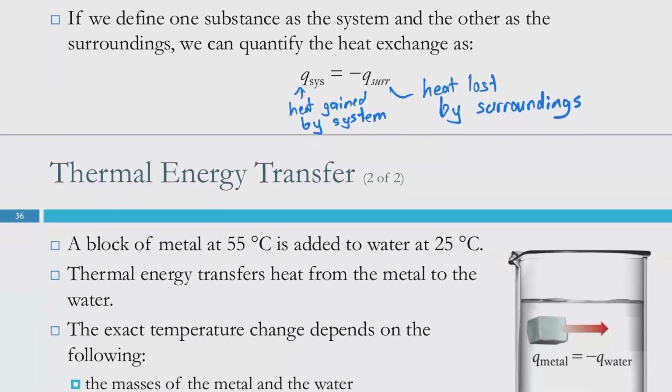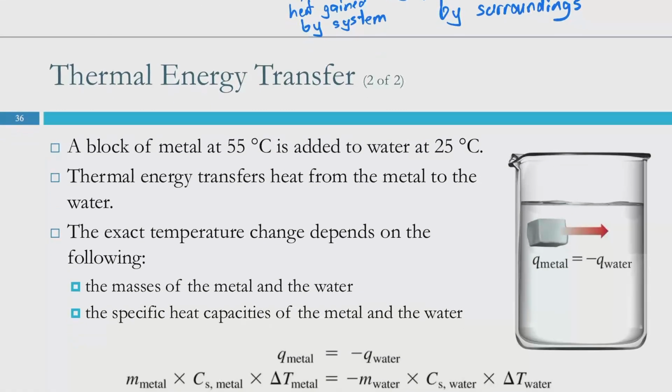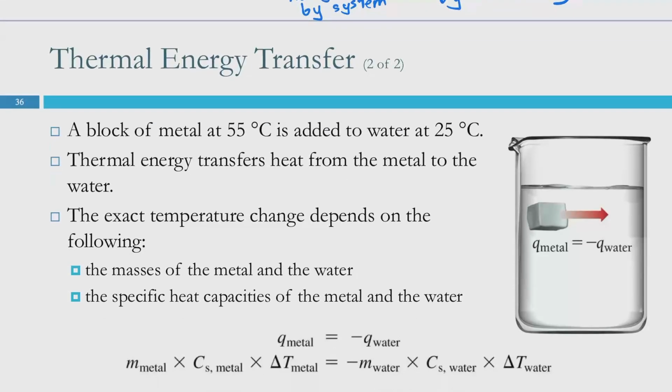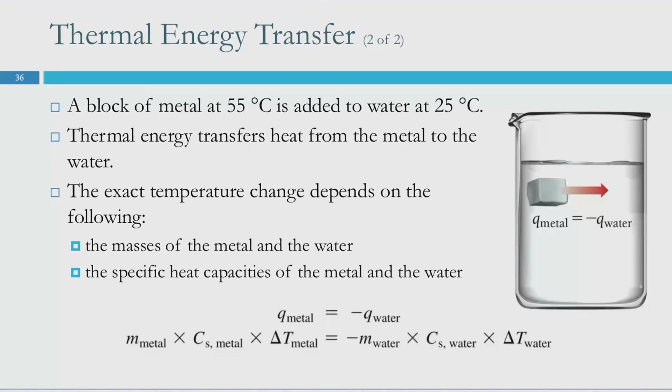For example, if we take a block of metal at 55 degrees Celsius and we plop it into some water at 25 degrees Celsius, our metal is hotter, higher temperature than our water, and so energy is going to flow from the metal out into the water. This is sort of the opposite of putting ice into your water. When you put ice into your water or a drink, the ice is cold, and so heat energy flows from the water into the ice. So that'd be an example that we probably have some familiarity with. So the heat from the metal is going into the water.